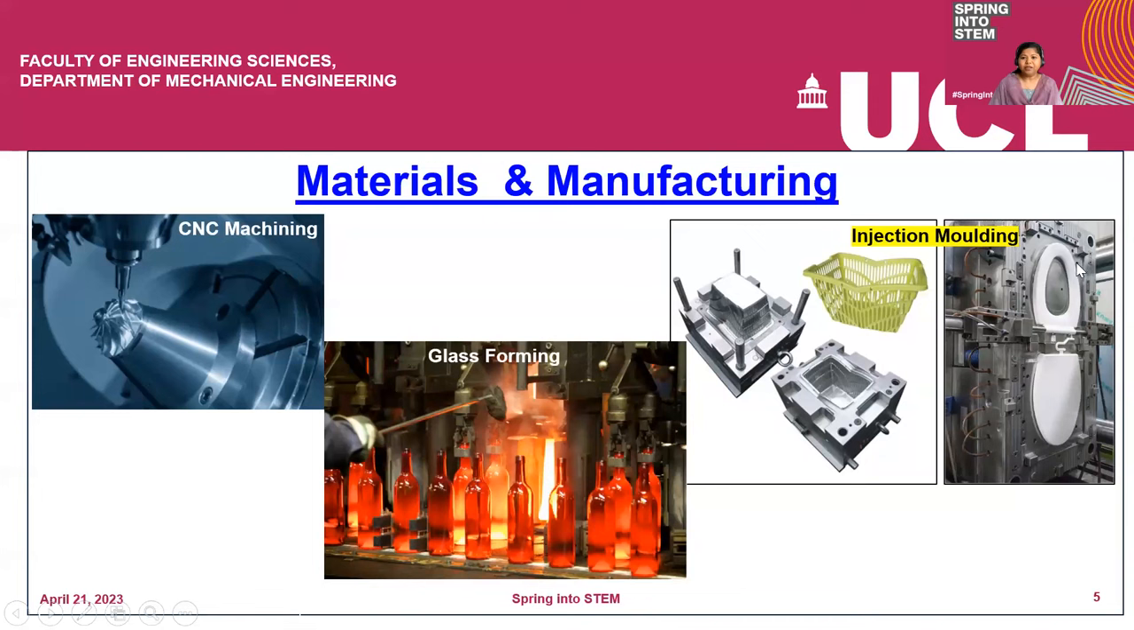As you could see here, this is when the mold is open. You can see the product being solidified, and this will be ejected out of the injection mold. When it comes to glass, the most common technique is glass forming, in which you convert silica, which is basically sand, into bottles.